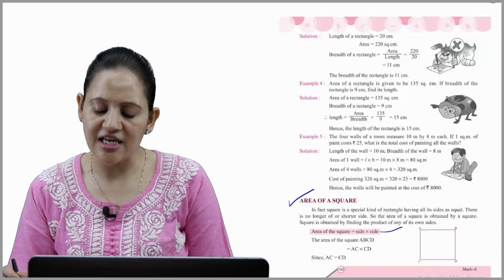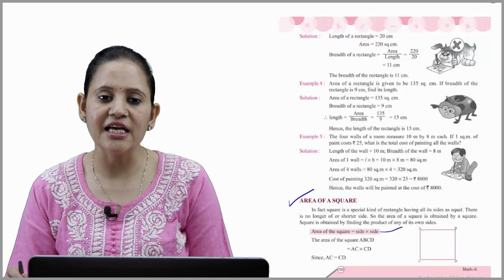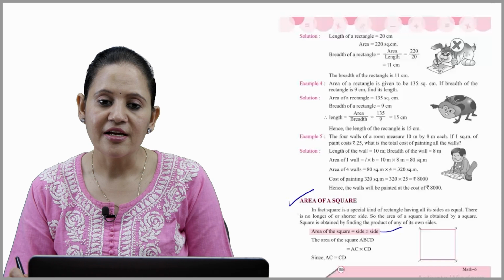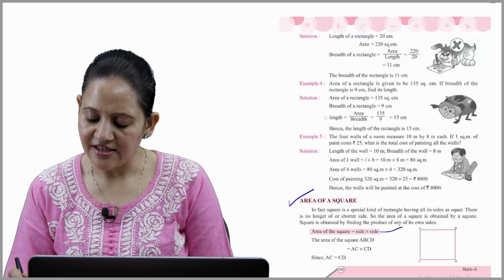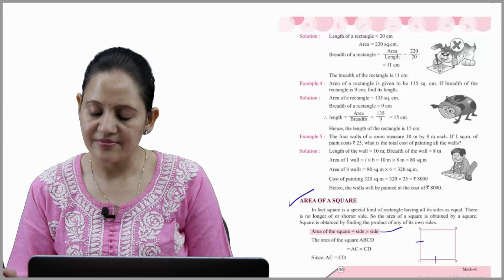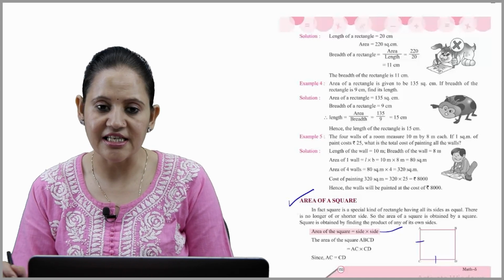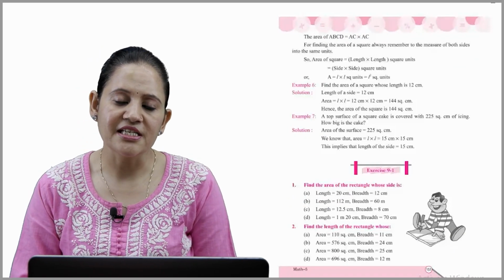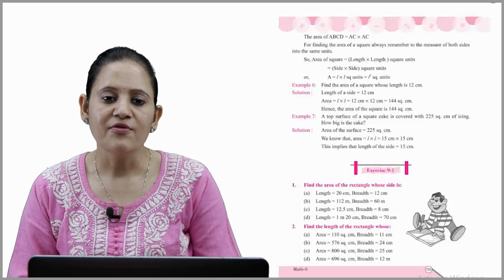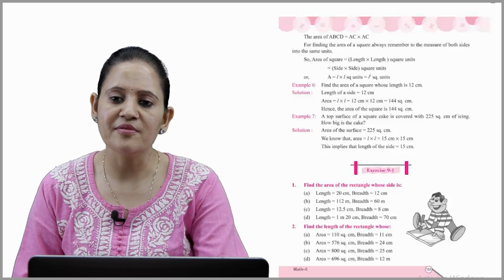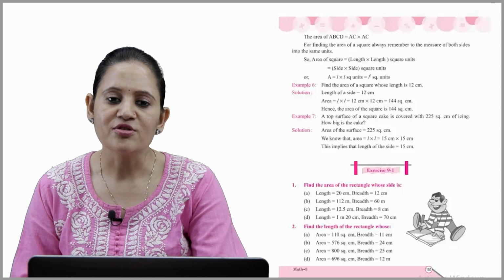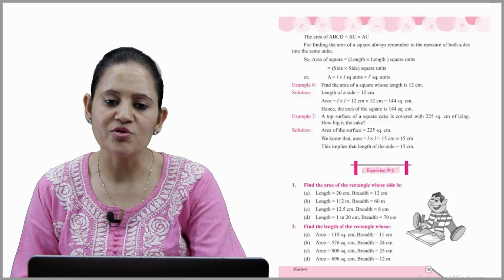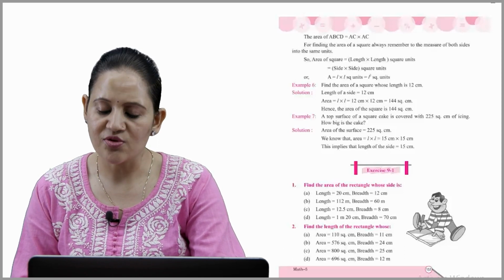Here, the area of square ABCD. Square ABCD का अगर हमें area find out करना है, that is equal to AC multiplied by CD. Since AC किसके equal है? CD के. So, we can write the area of ABCD is equal to AC into AC. For finding the area of a square, always remember the measure of both sides must be in the same unit. So, the area of square is length into length square unit, side into side square unit, A equals L into L, L square unit.